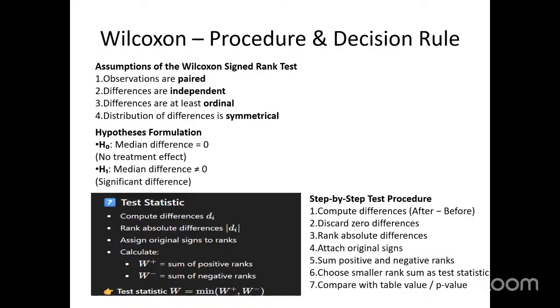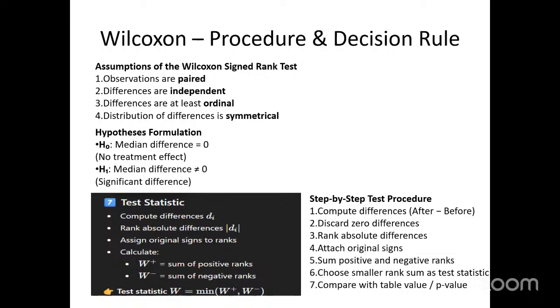After ordering and dealing with the ranks, reattach the sign. Give the rank back to its original sign. If the difference is negative, the rank becomes negative. If the difference is positive, the rank stays positive. The sum of all the positive ranks is considered W plus, and the sum of all the negative ranks is W minus. Then our test statistic is W, which is the minimum of W plus and W minus.